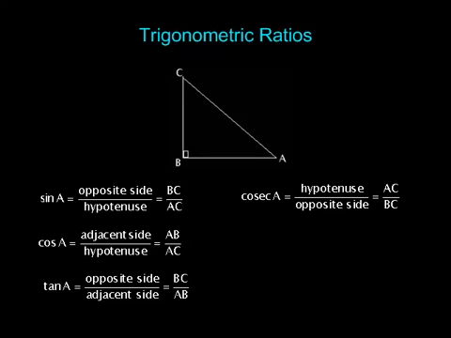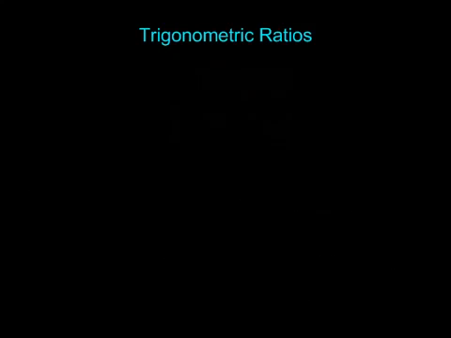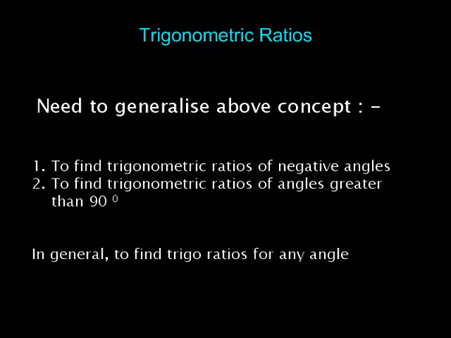equal to AC upon BC, sec A equal to hypotenuse upon adjacent side equal to AC upon AB, and cot A equal to adjacent side upon opposite side equal to AB upon BC. Now we have to deal with angles of any measure and sign. Hence we will generalize these concepts for any angle.